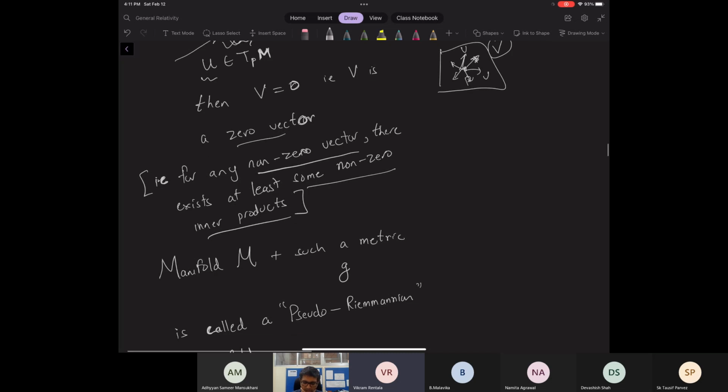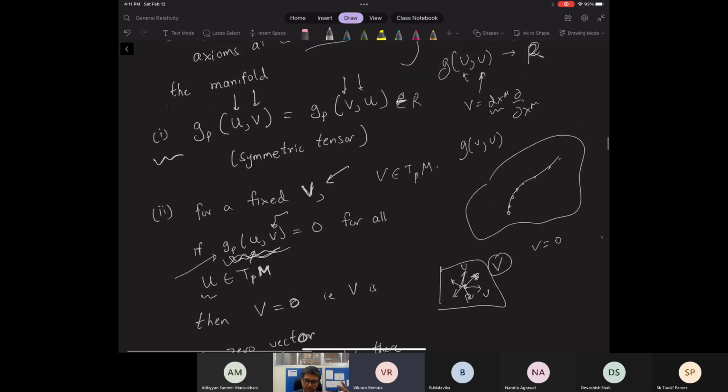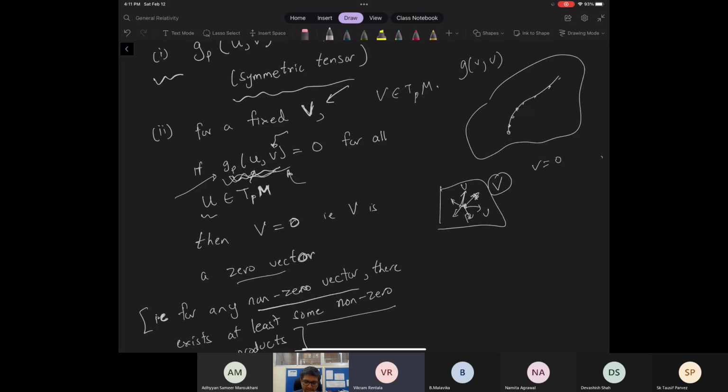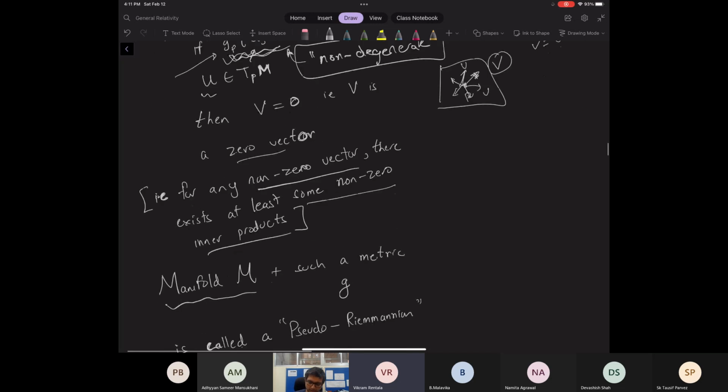Now if you have a manifold M with a metric that satisfies these two properties, one is that it's a symmetric tensor, and second is that the only trivial vectors, that is vectors which are 0, always have zero inner products. There are no other vectors which always have 0 inner products. This is also called a non-degenerate metric. We'll see what it means to be non-degenerate, but this property of a metric is called non-degenerate.